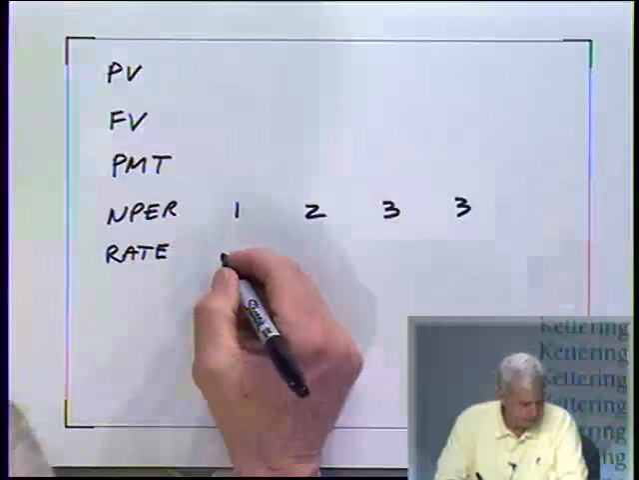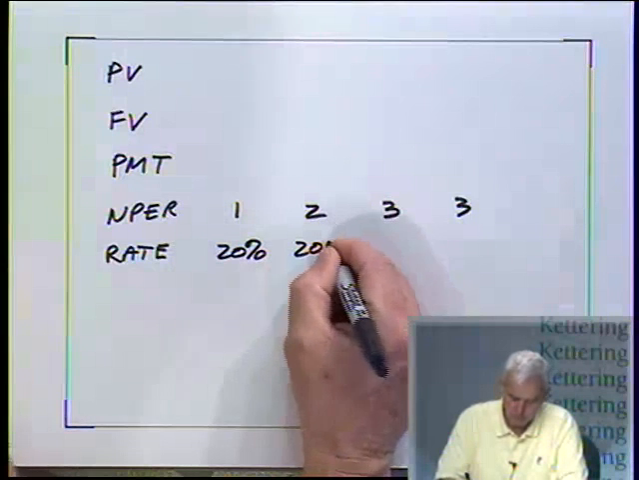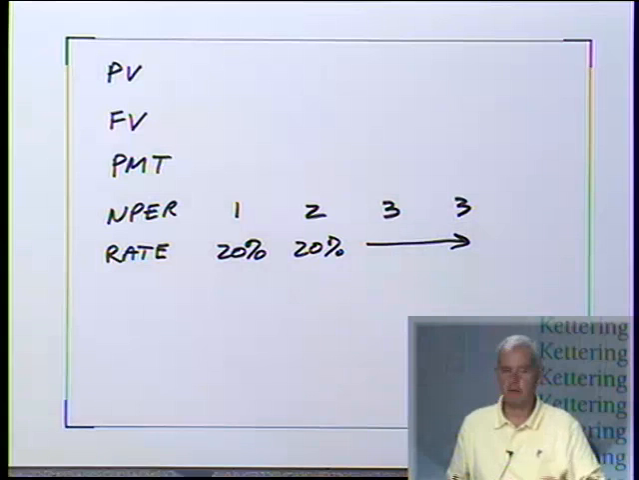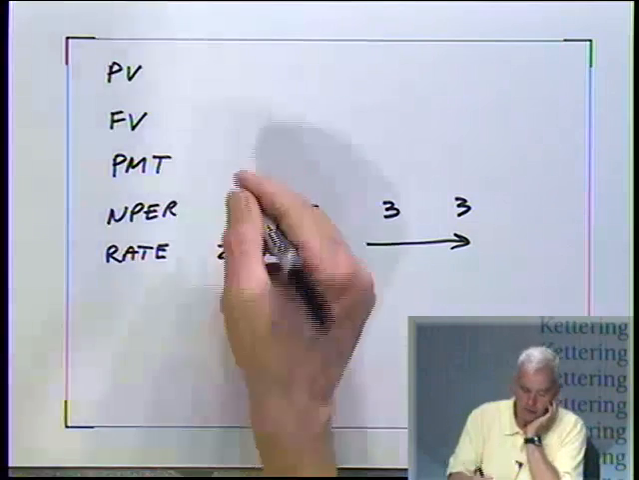The rate is, what was that, 20%. So you can write it all the way across, or you can just put an arrow all the way across like that. Either way you want to do it. Make sure you fill in this whole table. There are no payments.